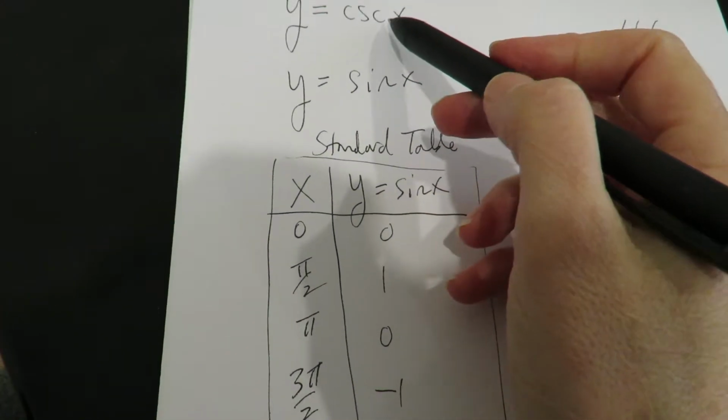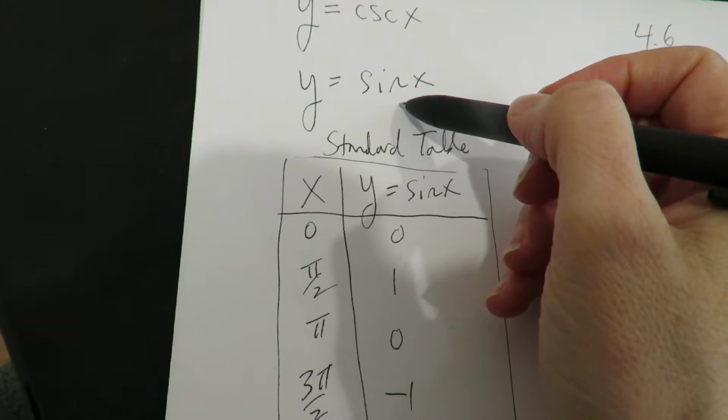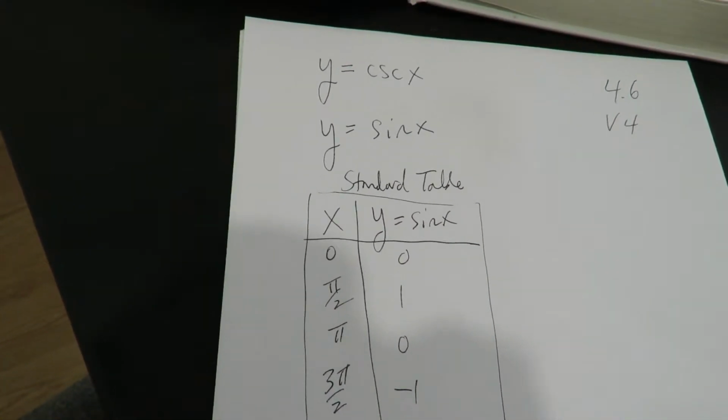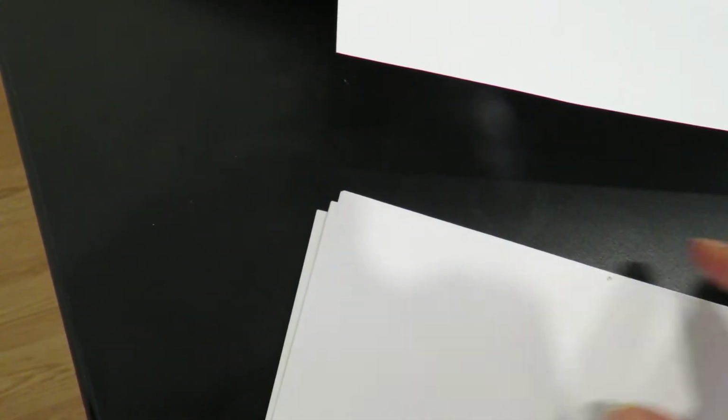So when you draw the cosecant, you first want to draw its reciprocal function, which is the sine. So I'll start by drawing that. I haven't modified it at all. So I'll just give you the most basic cosecant before we do anything to it.